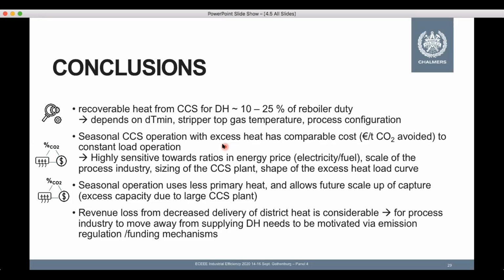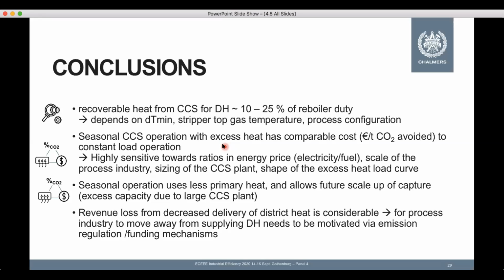We also found that seasonal operation, of course, uses less primary heat, which is interesting. And also, because you oversize your plant once you build this, you have the possibility to scale up your capture rate in the future. So you can intensify capture operations later in time in case there should be any more released heat from further efficiency measures, or if there should be another alternative for supplying heat to the CCS capture plant, for example via heat pumping or electric boilers, if renewable energies should be that cheap to allow such schemes.